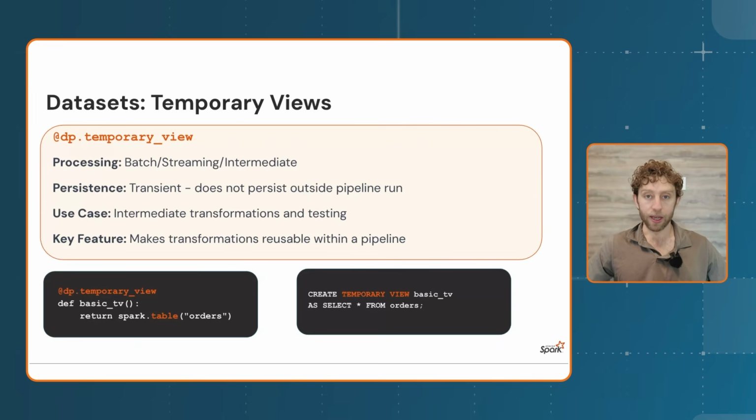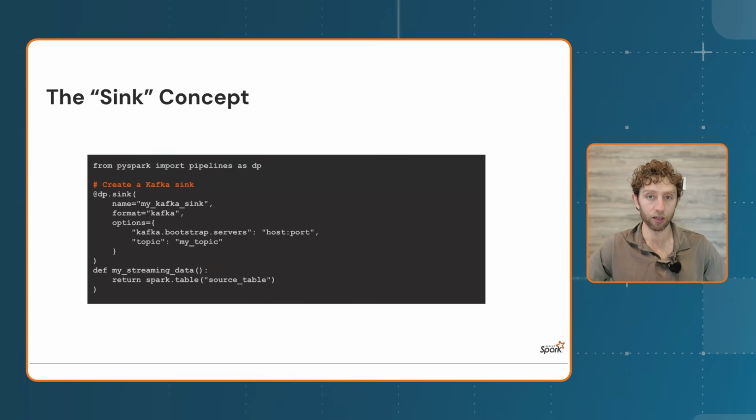The last dataset type is temporary views. A temporary view is like a standard view, but it's only visible within the pipeline. Temporary views are useful for centralizing logic that's common across a set of transformations inside a pipeline. So when you find yourself repeating the same logic over and over in multiple queries, stick it in a temporary view and read that view from your other queries. Unlike standard views, temporary views can be defined in both SQL and Python, and they can contain both batch and streaming queries. Finally, there's one other kind of object that a pipeline can write to, which is called a sink.